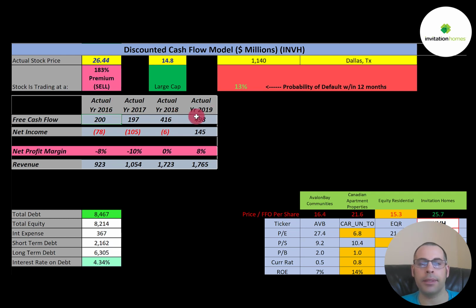Although their net income doesn't look good, they're not doing a good job managing expenses. They're losing money. Net income is revenue minus expenses on the income statement. Their revenue is growing really fast. It went from 900 million to 1.8 billion. So they're doing a good job growing their sales. They just need to do a better job turning those sales into net income.